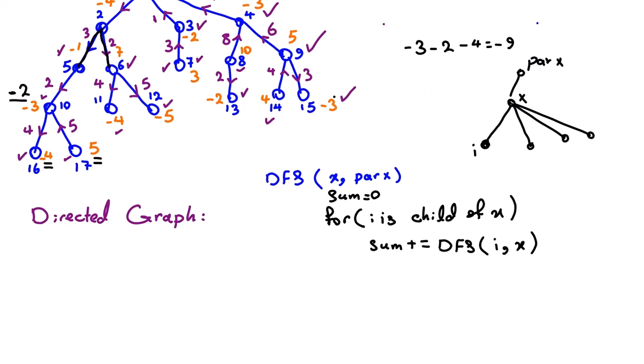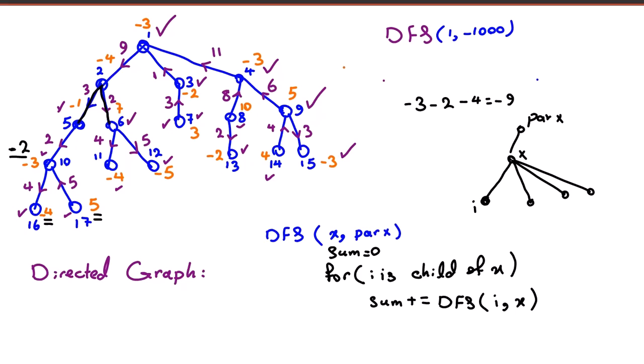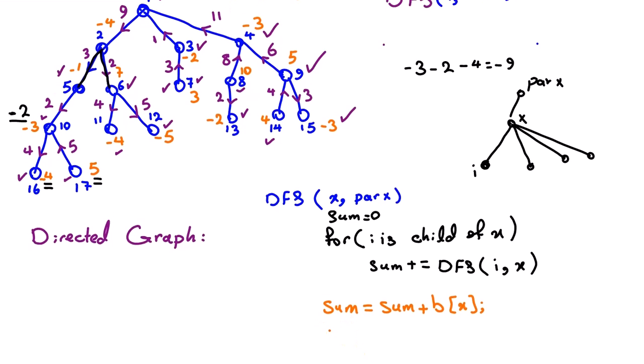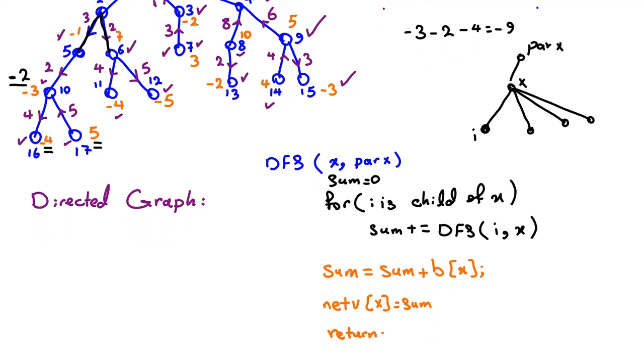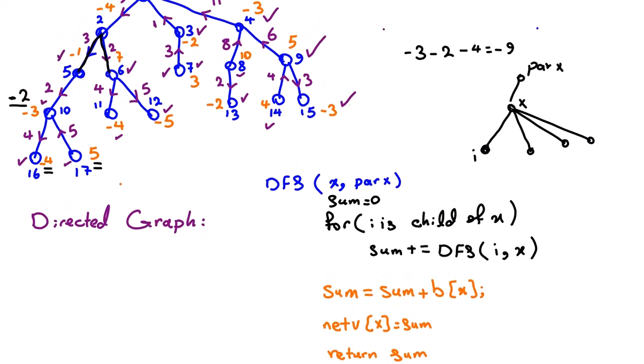Then this one has a number, so for example, we call this orange number as b. Okay, so our b's are what? For first one is -3, for 2 is -4, and so on. Then we say sum equals sum plus b of x. Okay. Now it is the number that we need. So you say what here? Net value of this part. Net value of x is sum. And then you return sum. Okay, in first part now we can find these values.